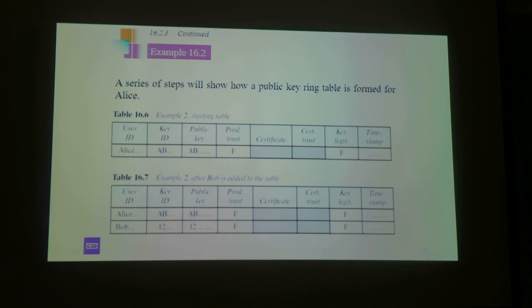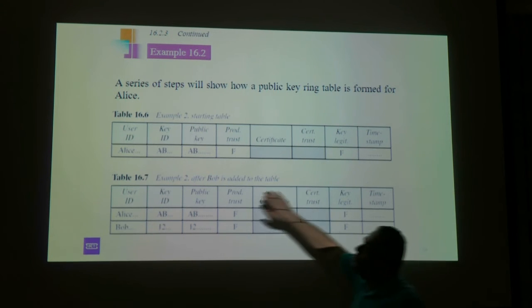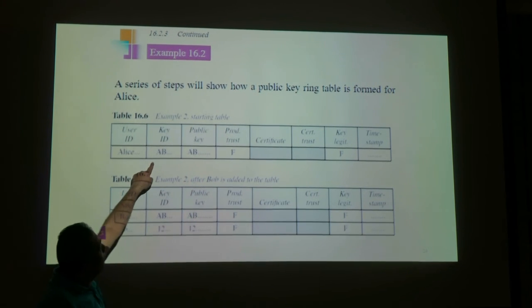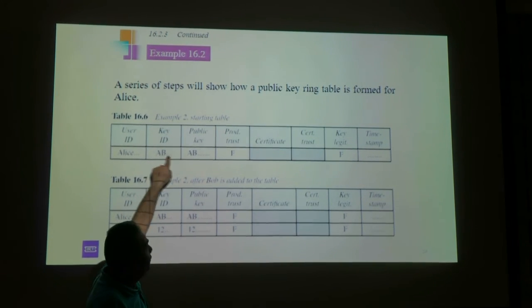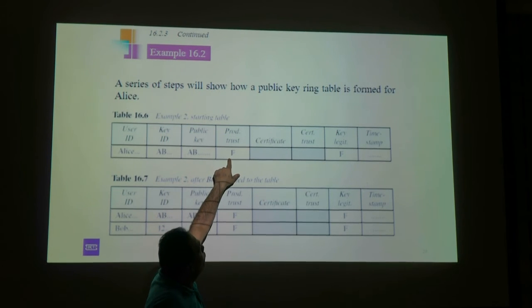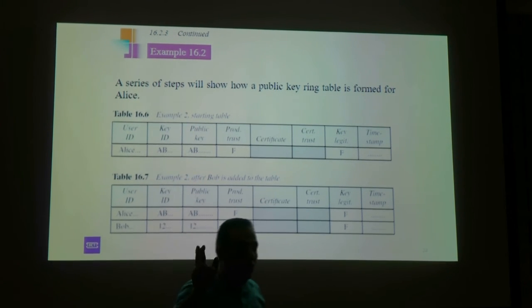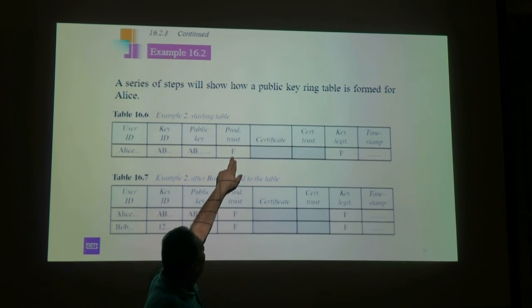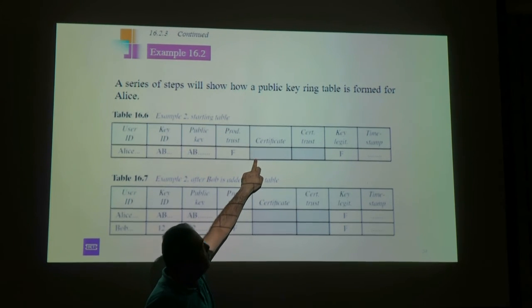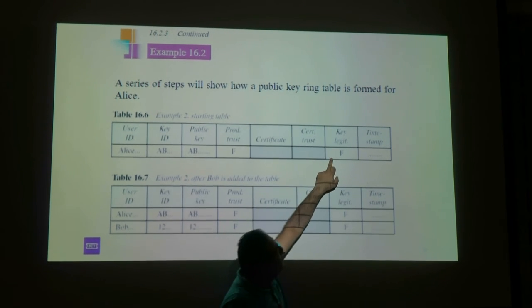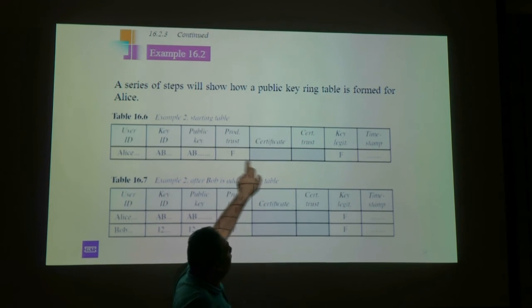Alright. So in here, for example, in your public key ring, this is Alice's public key ring. The first line will include what? Her public key. Includes herself. So Alice, the key ID, which is the first 64 bits of the public key. Then the producer trust, full. The trust could be full, F for full, P for partial, and N for none. It's full. Certificate, there is no certificate, she trusts herself. She does not need a certificate to trust her own public key. And if the producer is trusted, then the key is legitimate.